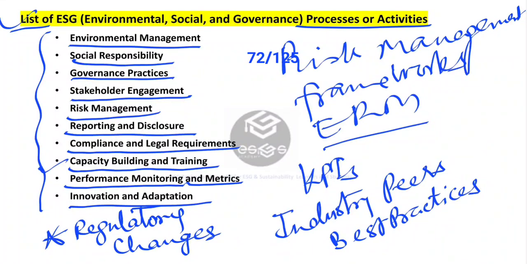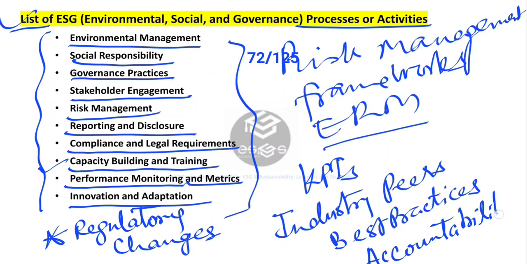So these processes and activities which we discussed will help the organizations to manage their ESG risks, enhance their sustainability performance, and demonstrate accountability. Accountability for whom? For all the stakeholders. So each organization may prioritize different aspects of ESG depending on their industry, size, geographical location, and stakeholders' expectations.